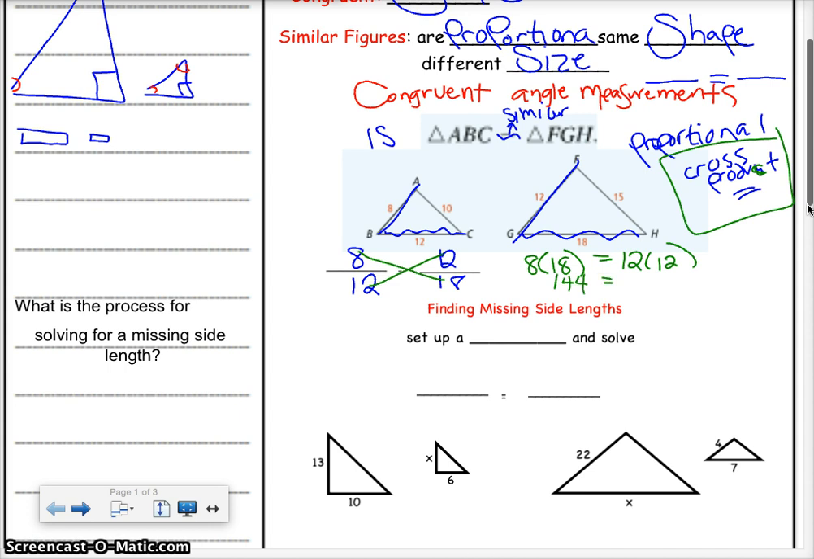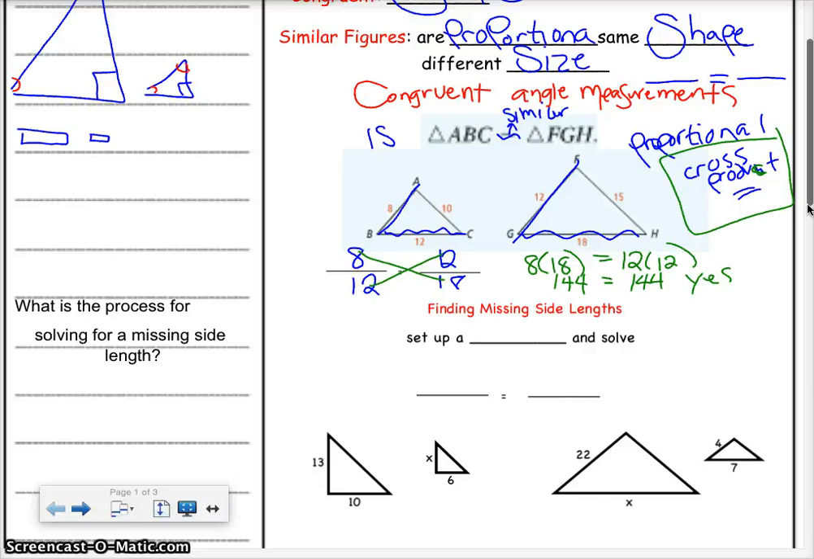144 does equal 144. Yes, these two triangles are similar. You did not have to do 8 to 12. And don't write all this down or you're going to be writing a bunch down. What I'm going to just show you is you can use whatever proportion your eyes look at. The pattern is what matters.